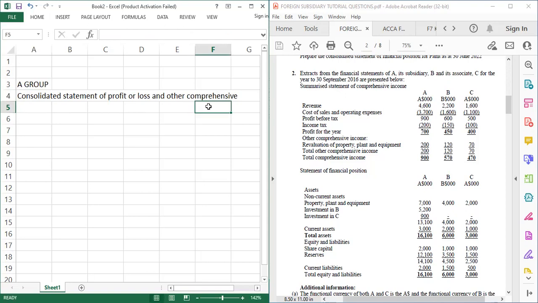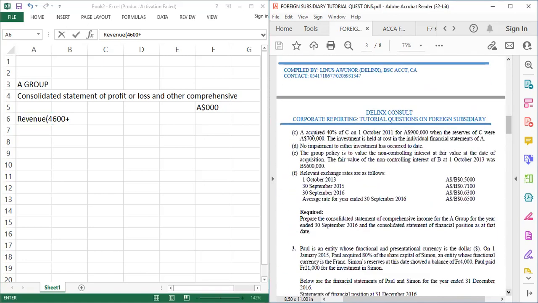Let's take the currency. We are going to do this in the parent's presentation currency, which is the A dollar. So the first item will be revenue. We pick the parent revenue, 4,600, plus the subsidiary's own. The subsidiary revenue is 2,200. Do we have any intra-group transaction in the question? No. So we can go direct and translate that. Profit and loss items are translated using the average rate.